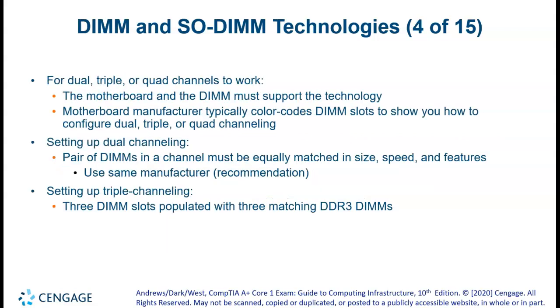For dual, triple, or quad channels to work, the motherboard and the DIMM must support the technology. Of course, you look at the motherboard manufacturer's website. Typically the motherboard color codes the DIMM slots to show you how to configure dual, triple, or quad channel setup. A pair of DIMMs in a channel must be equally matched in speed and features.